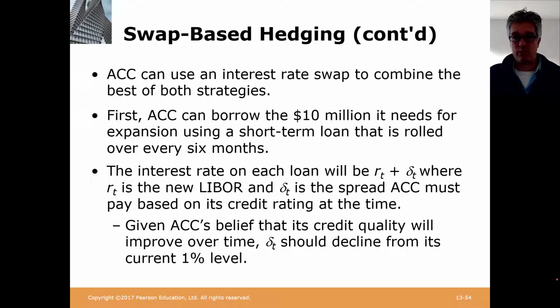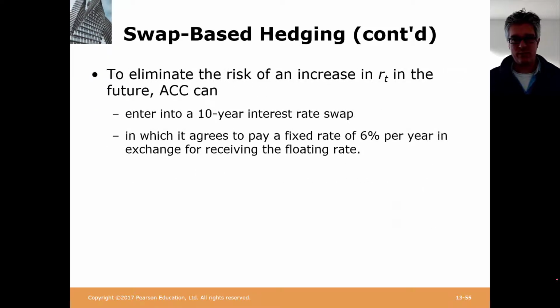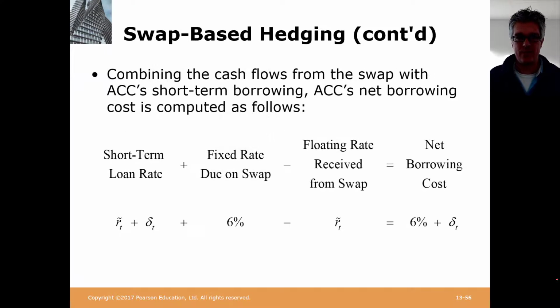What it can do is borrow this 10 million using a short-term loan, and then engage in a swap contract. So what type of swap contract would it enter into? Well, if it agrees to pay a fixed rate per year in exchange for receiving the floating rate, then essentially they're paying a fixed rate, they're receiving this floating rate, and they can use that floating rate to repay the debt that they're constantly rolling over.